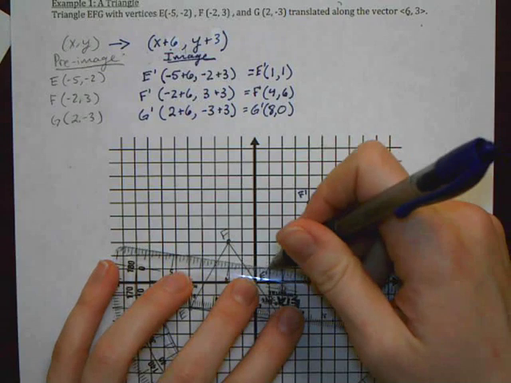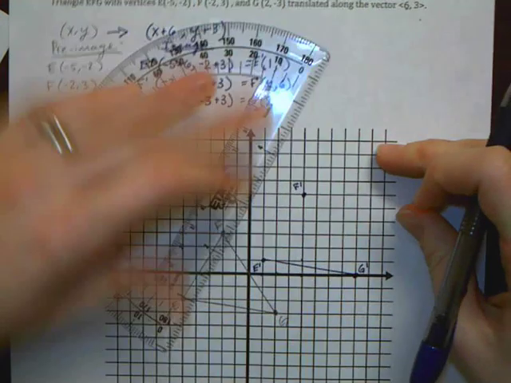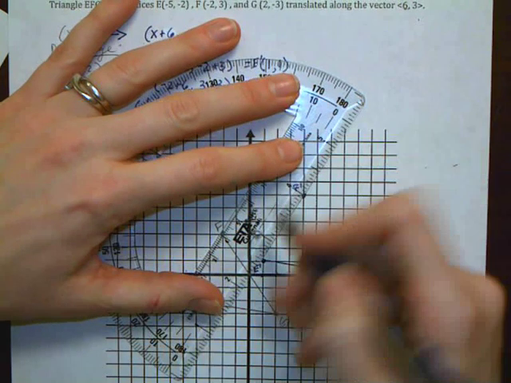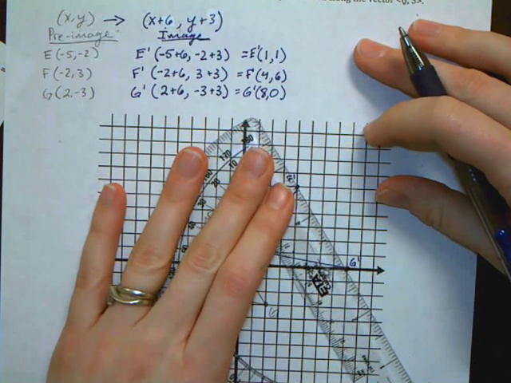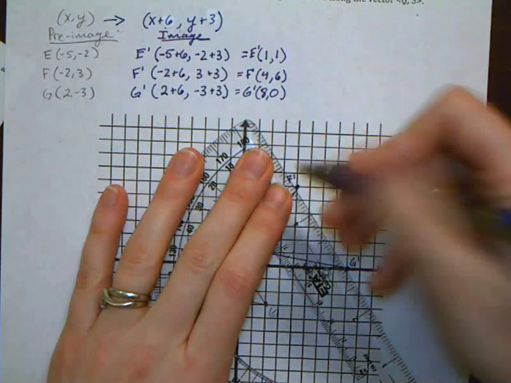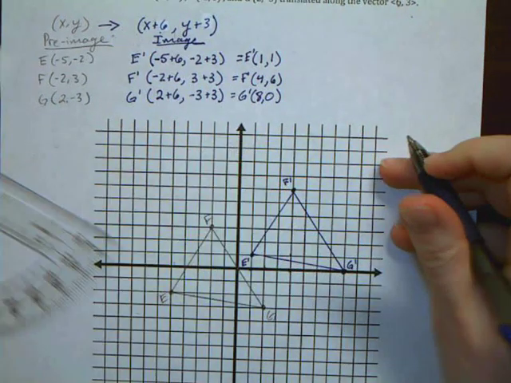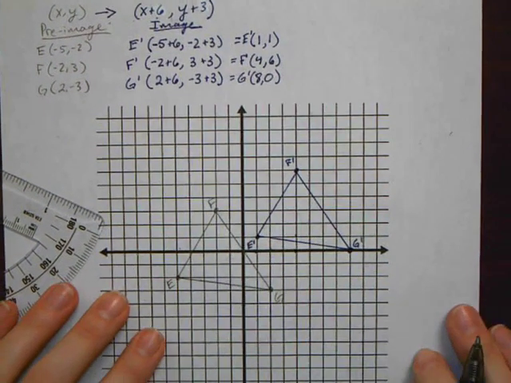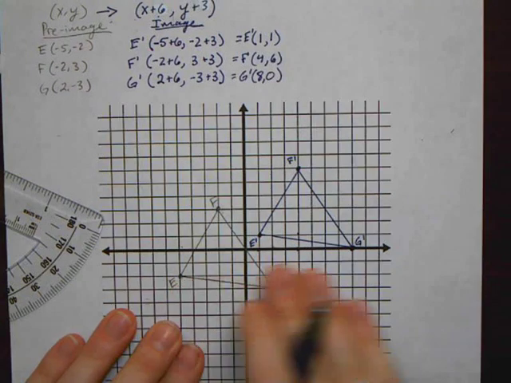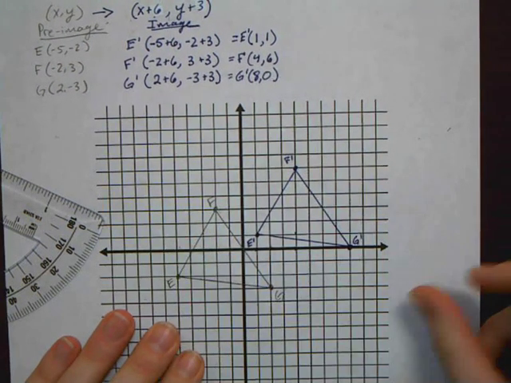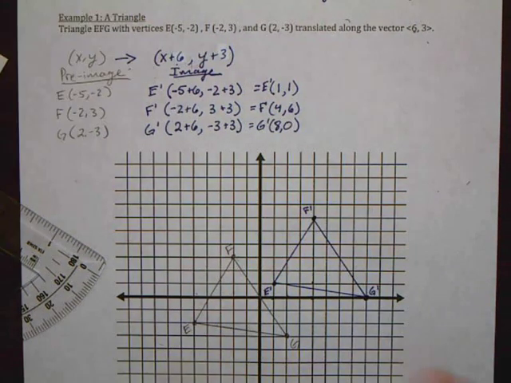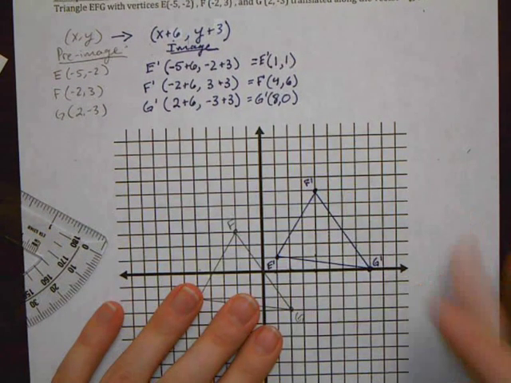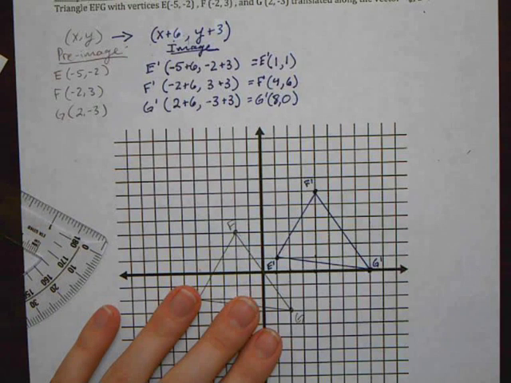Now I'm going to connect those dots. And what you should see is a triangle that is exactly the same shape. It's oriented in exactly the same way, meaning it hasn't been flipped over or rotated at all. It is exactly the same. The only difference is it's in a new color, and I've shifted over to the right 6 and up 3, which brings me to your second method for solving these problems.